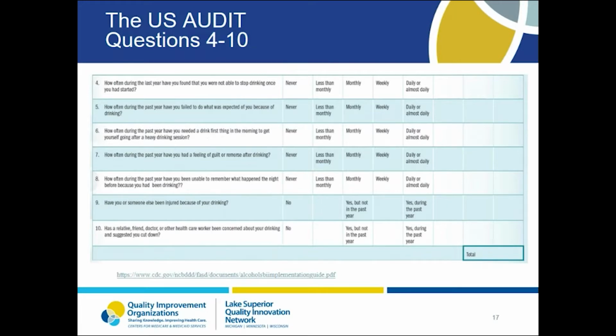The final 7 questions of the US Audit are the same as the original audit because they reflect on the DSM criteria and harms the patient may have experienced from alcohol use. These questions will help identify the difference between the 25% of risky non-dependent drinkers and the 4% of risky dependent drinkers, allowing you to offer brief interventions and support to the risky non-dependent group and referral recommendations to the risky dependent group.